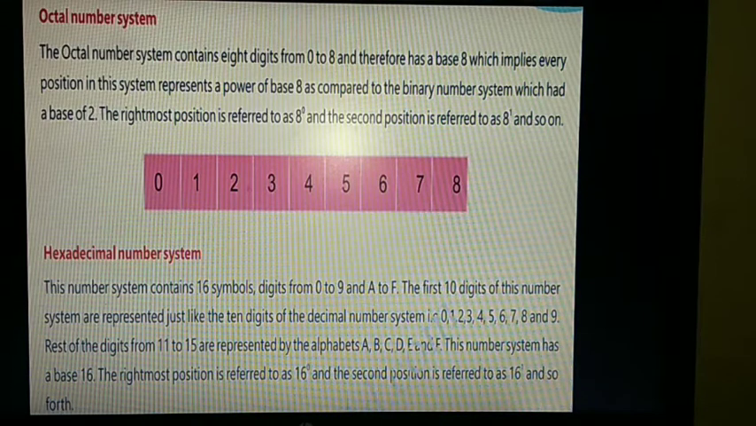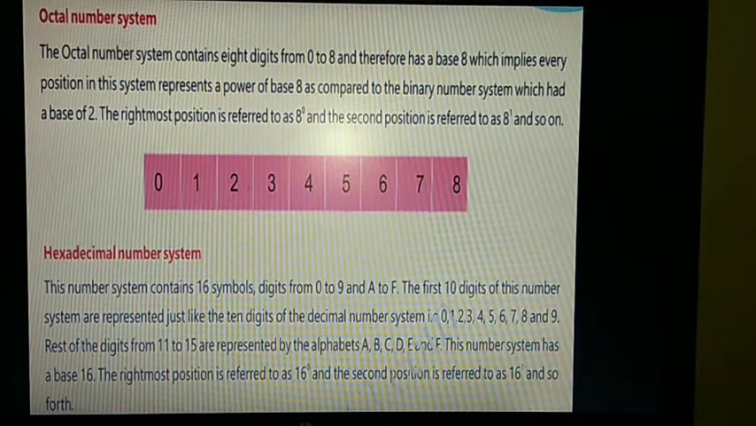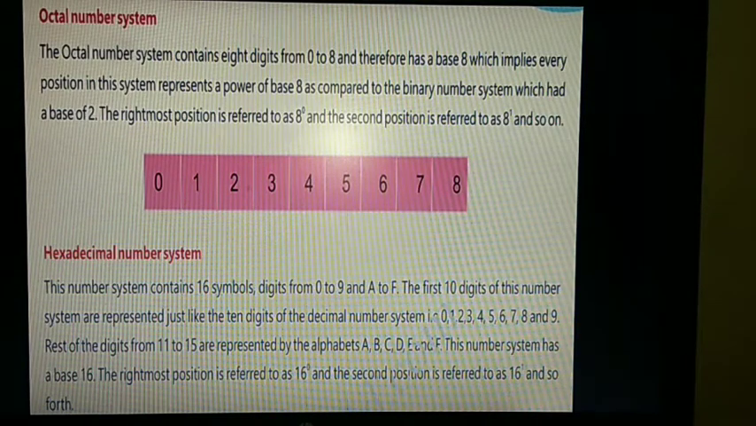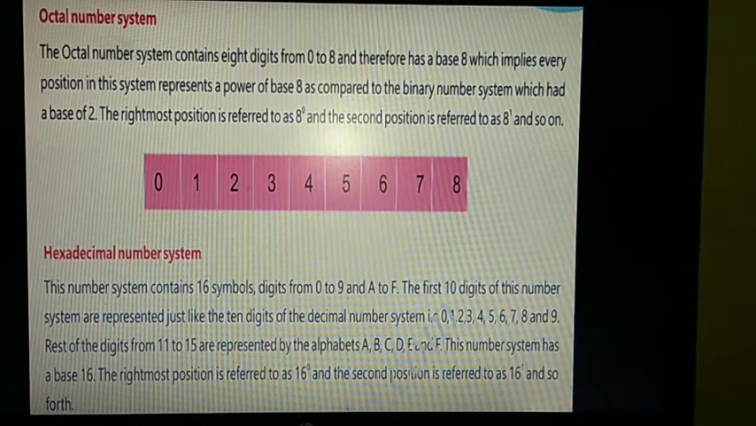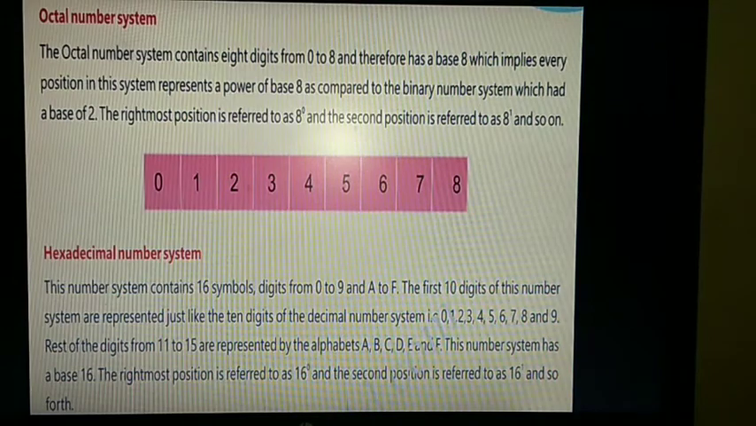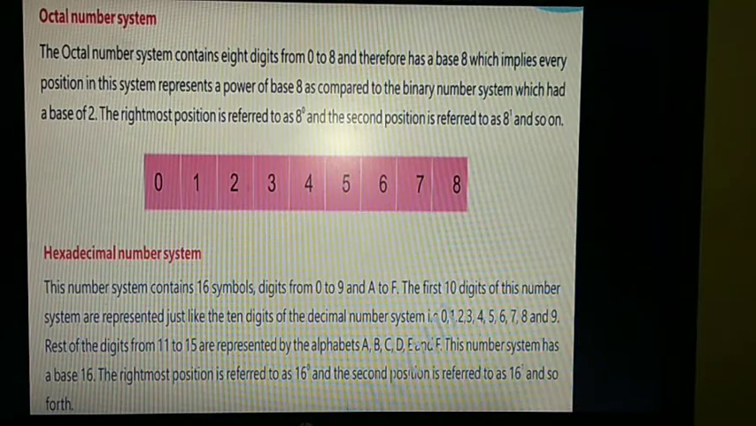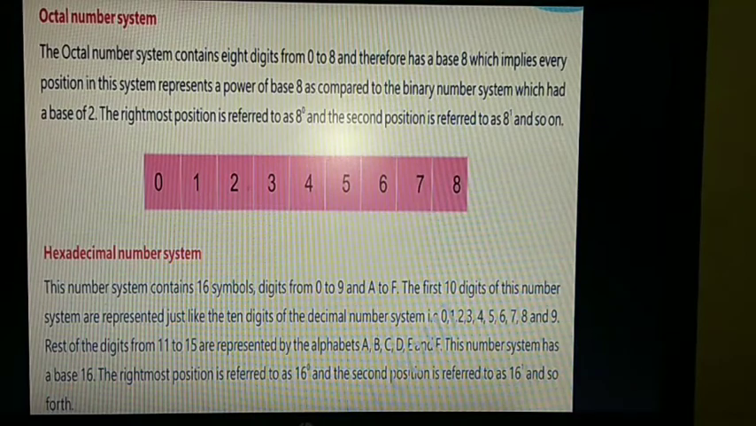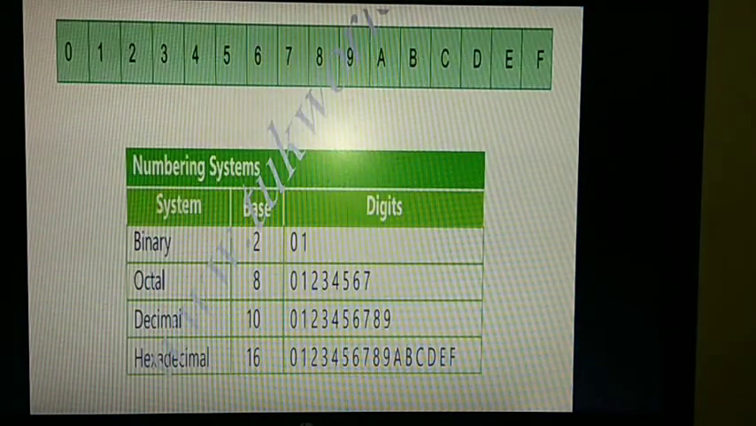Once again I will repeat. The hexadecimal number system consists of 16 symbols. It is a combination of digits and alphabets. The digits are those of the decimal number system, from 0 to 9. After that, from 10, again I am saying it is 10, from 10 to 15, not 11, it is represented by the alphabets A to F. Is that clear to all? Yes? Next, just see over here.